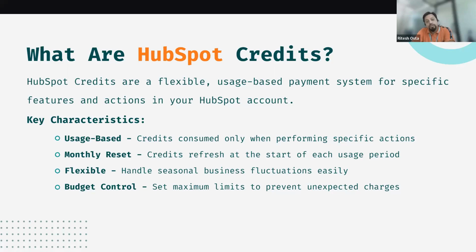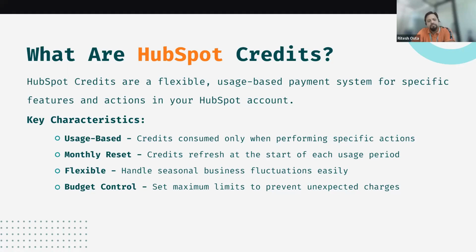But for the usage of the tool, that means if you want to get access to HubSpot Marketing Hub or Sales Hub, you still have to pay as a SaaS. So it has now got both. Credit as a whole is a usage-based payment system for specific features and actions within the HubSpot account.